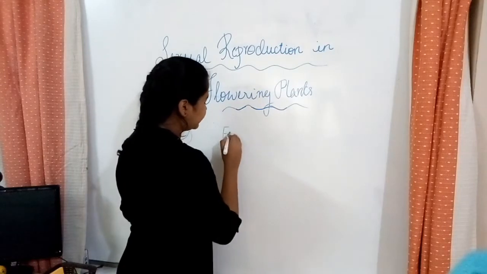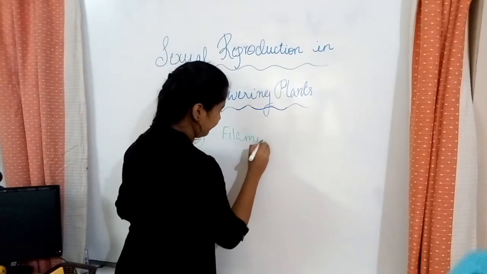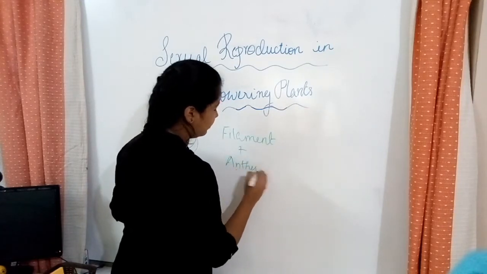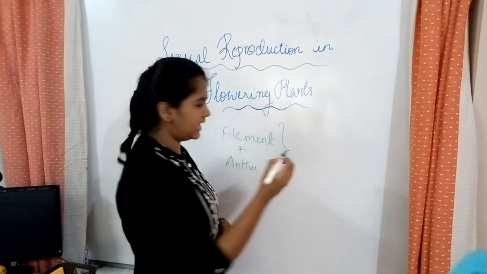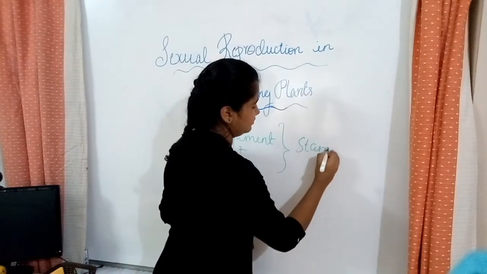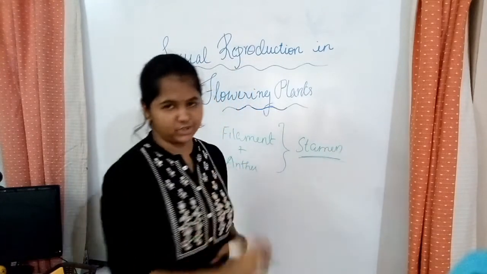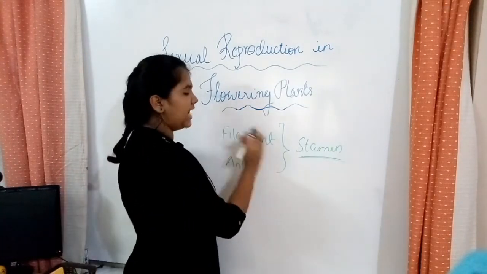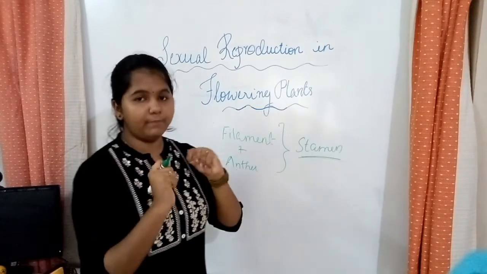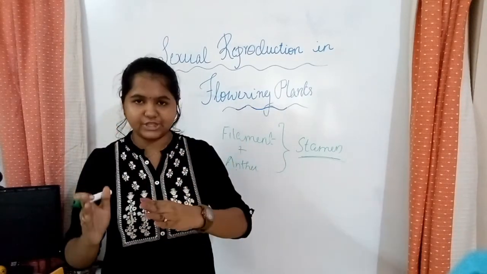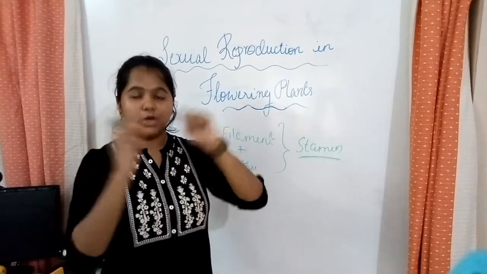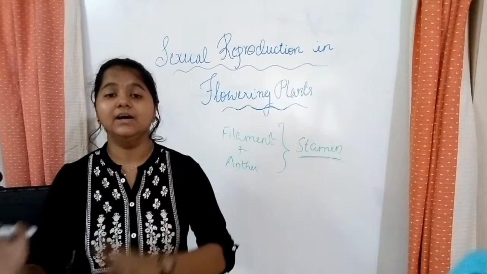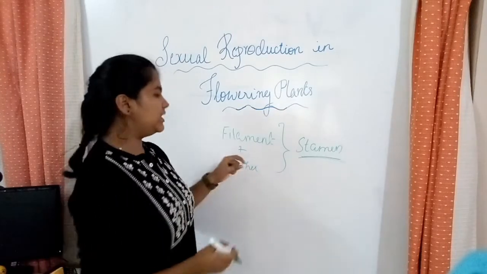Filament plus anther, the whole structure, is known as the stamen, and that is the androecium. We call the male reproductive part the androecium. Okay, and to tell you a point, the androecium and the gynoecium plus the wall of the flower together constitute the flower, and the androecium plus gynoecium make up the sexual part. Okay, so now let's learn about the structure of the stamen.